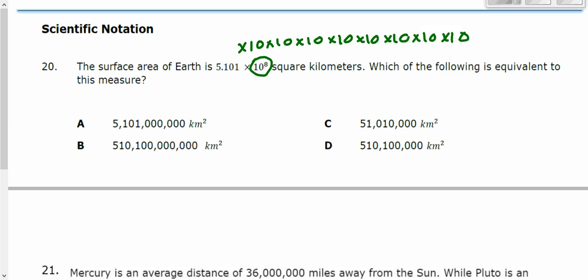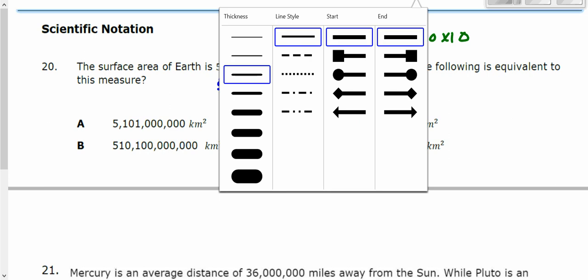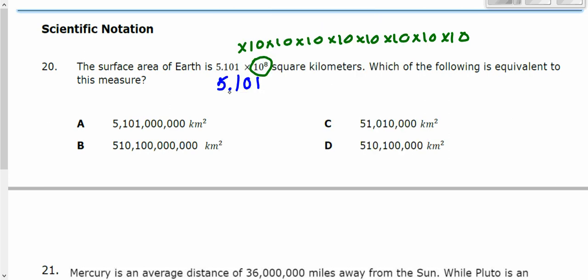So instead of actually multiplying it by 10 8 times, we know that when we multiply by 10, it moves my decimal point 1 time to the right. So I'm actually going to take 5.101 and move my decimal 8 times. So 1, 2, 3, 4, 5, 6, 7, 8. To check to make sure we have moved it the 8 times, I put a box around the numbers that I moved the decimal point in front of. I count 1, 2, 3, 4, 5, 6, 7, 8.